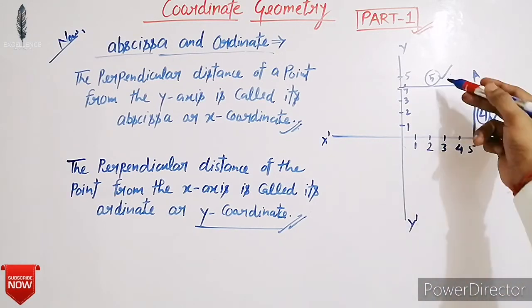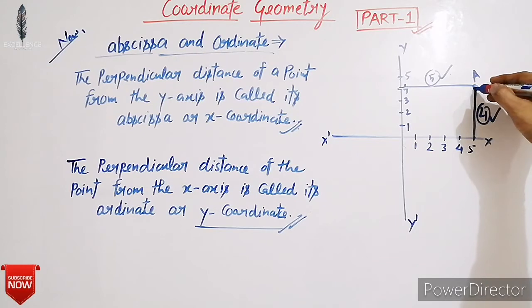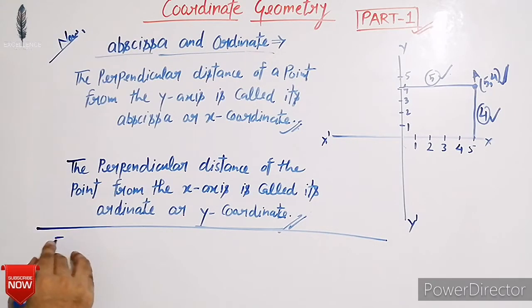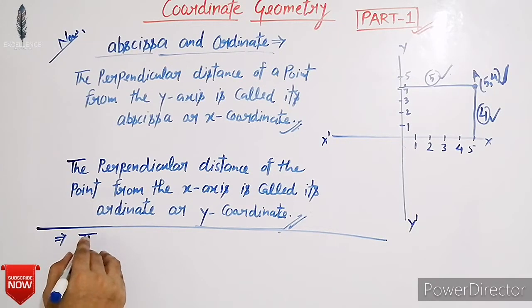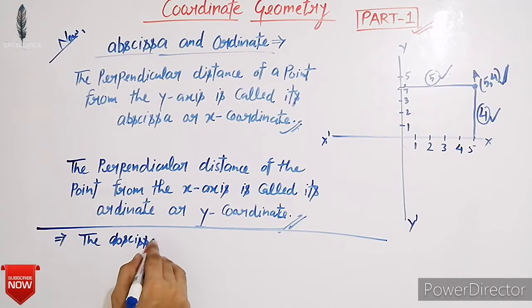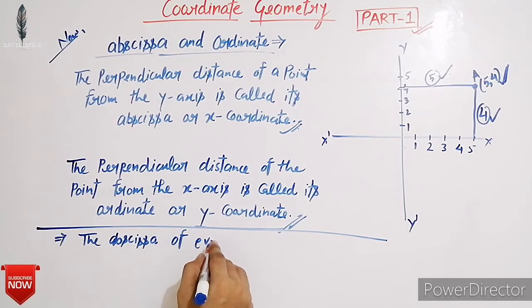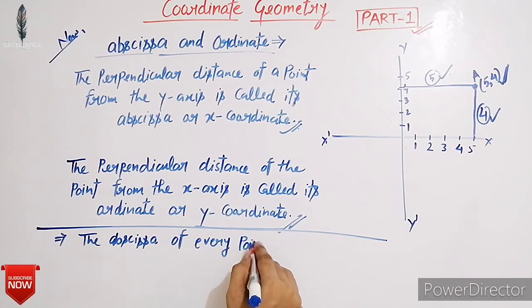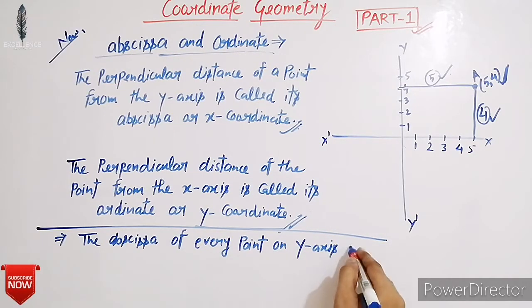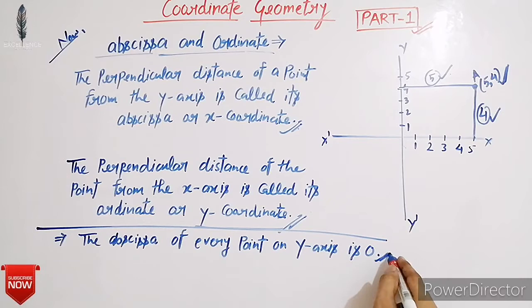Students, here the x-coordinate of this point is 5 and y-coordinate is 4. So the coordinates of this point are 5, 4. Okay? Clear? Now, next point is the abscissa of every point on y-axis is 0.